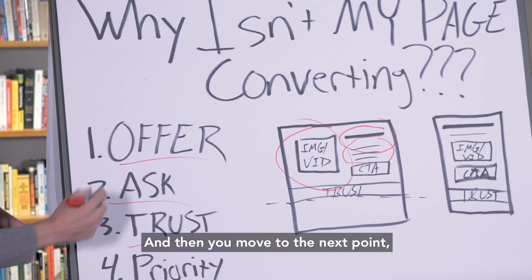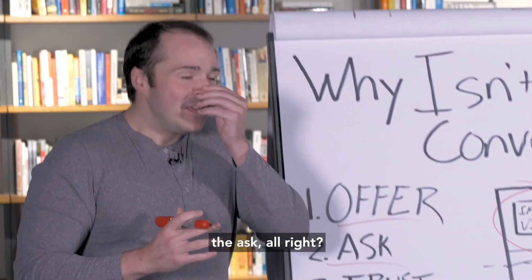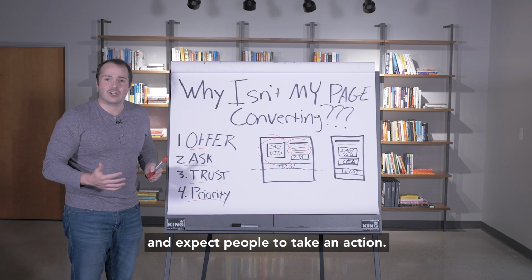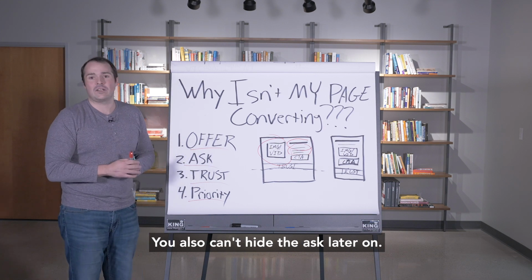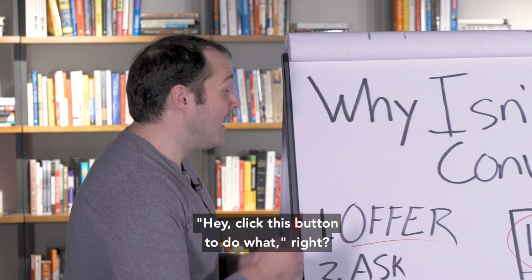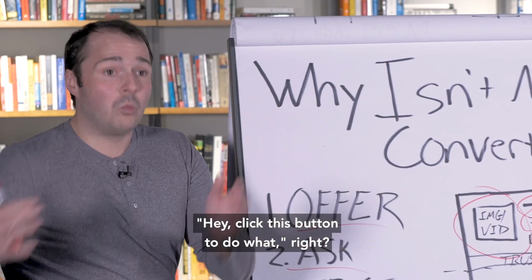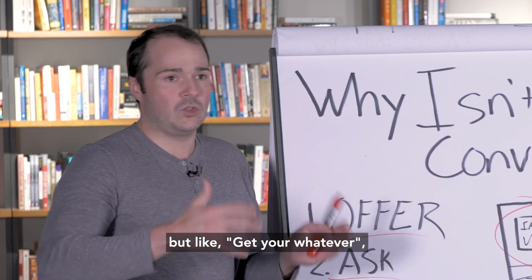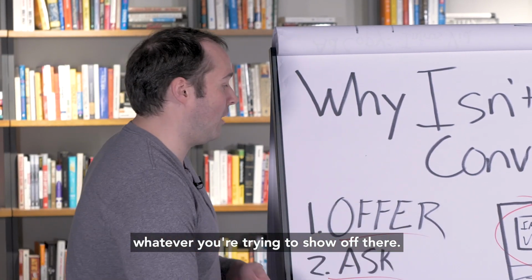And then you move to the next point, the ask. You can't just put stuff out there and expect people to take an action. You also can't hide the ask later on. Be forward with it. Say, hey, click this button to do what, right? Don't just say like submit or next or anything like that. Say like get your whatever you're trying to show off there.